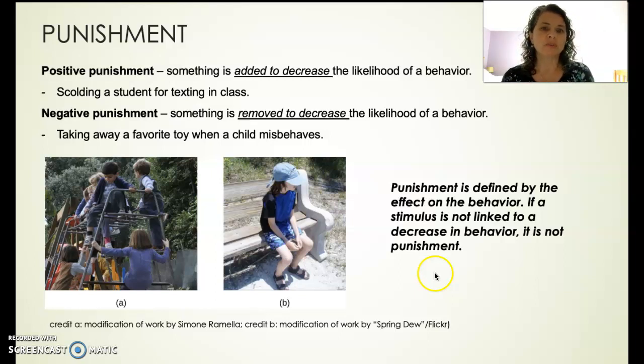Negative punishment is removing a stimulus to decrease the likelihood of a behavior. This is usually taking away something that is valued by the individual. For example, taking away a toy, taking away screen time, time with friends, privileges, use of the car. These are all negative punishment, forms of taking away something. Timeout is a classic example, too, of negative punishment.